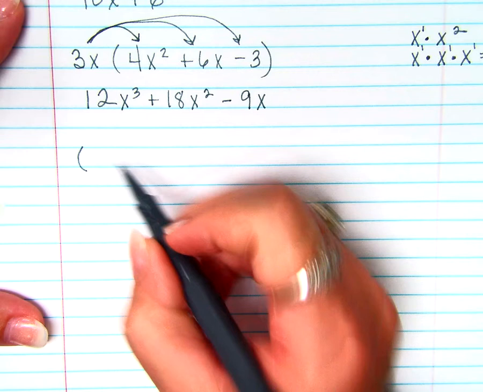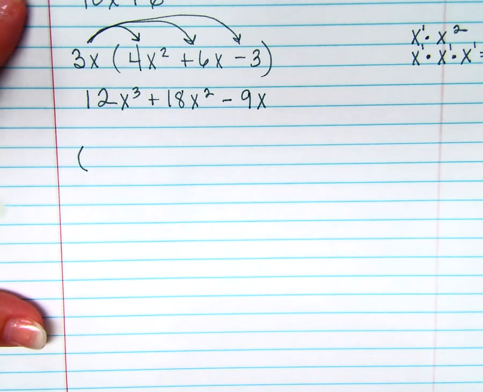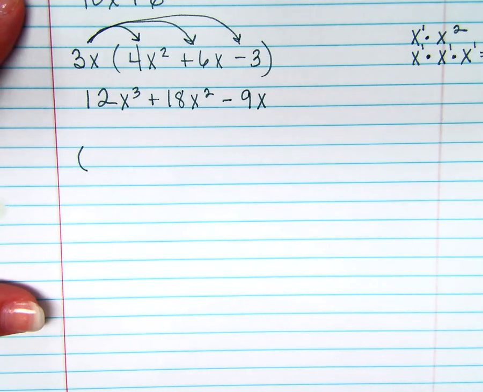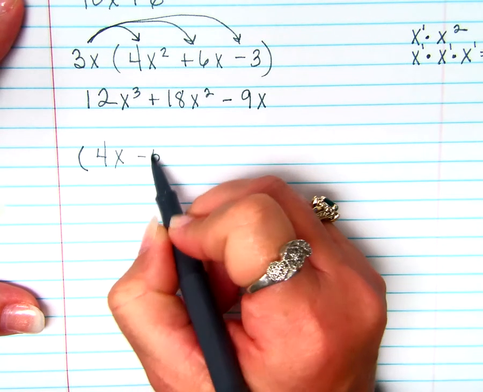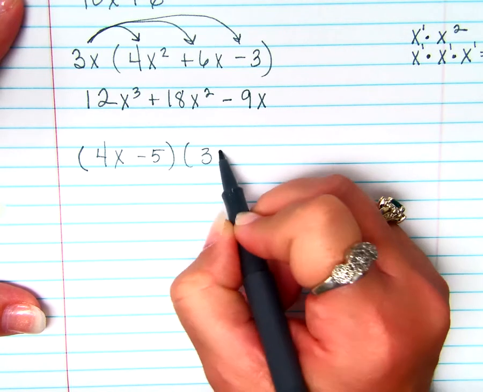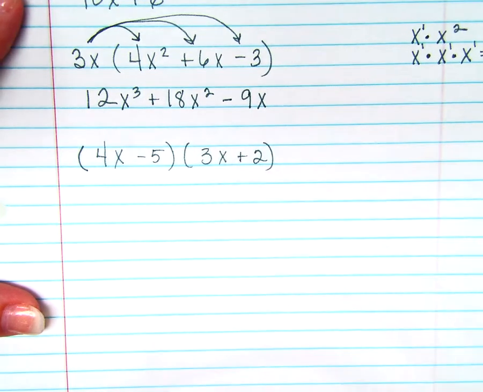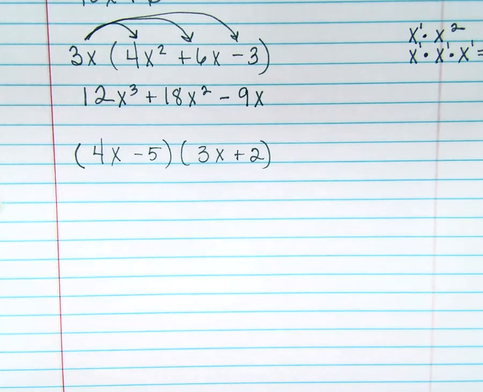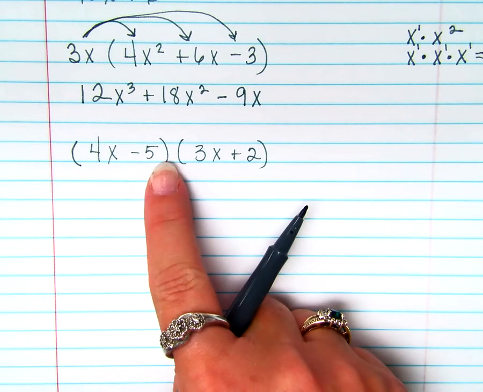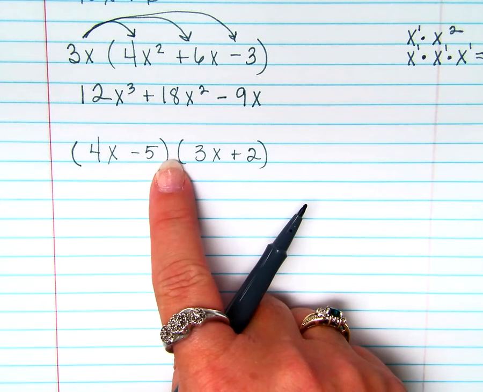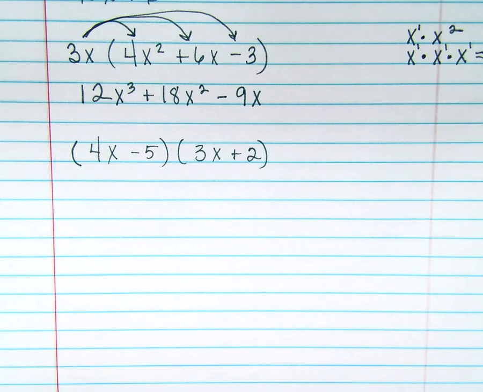Okay? So what happens if it's a little bit more difficult looking? Things that are difficult looking are not always difficult, are they? Okay? 4x minus 5 times 3x plus 2. I cannot just combine the terms because I am multiplying. I'm not adding or subtracting. I'm multiplying. So I have to distribute.